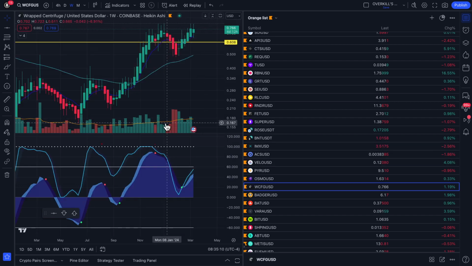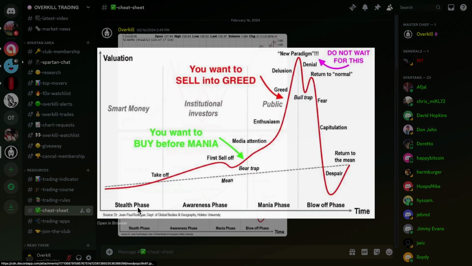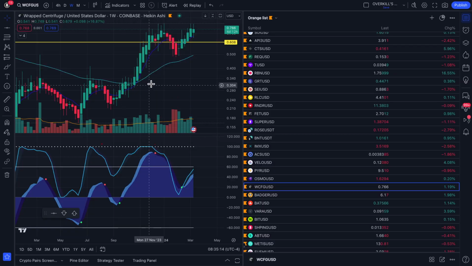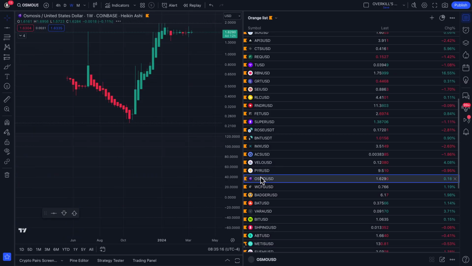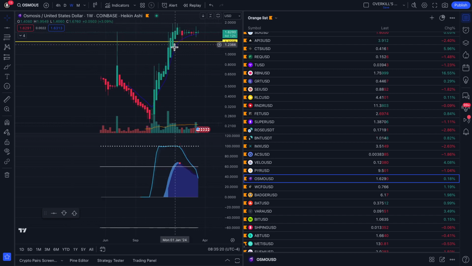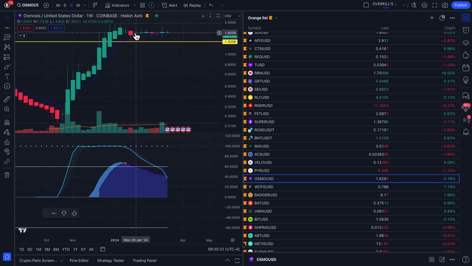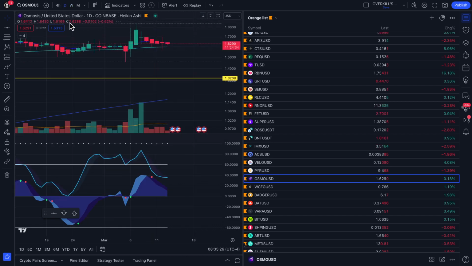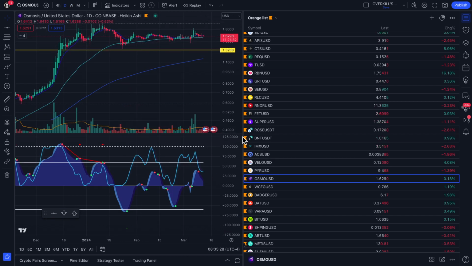Okay, that one looks like more of a stealth phase play. As long as we hold that level that we hit right there, right? They tried to sell it off. Okay, they tried to sell it off and they failed. Now we're just silently going sideways. Okay, so watch this one. Definitely watch Osmo because that one looks interesting.